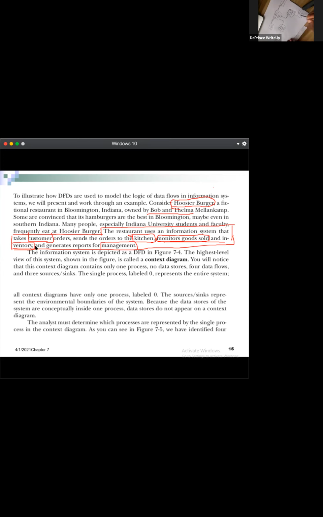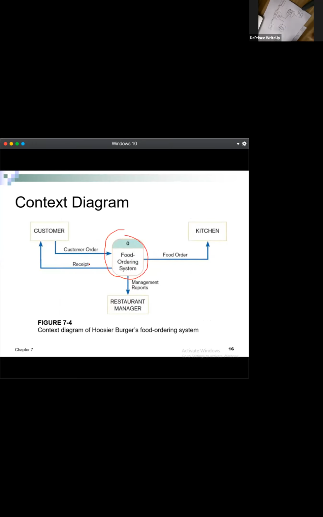Okay, and to generate a report for the manager, just like this slide says, restaurant manager, that's our final external entity. So it has to get data from the inventory file, and also from the goods sold file, okay? To generate reports, sorry, this cannot go directly. I will explain this later. Two external entities cannot interact with themselves. There must be a process in between.